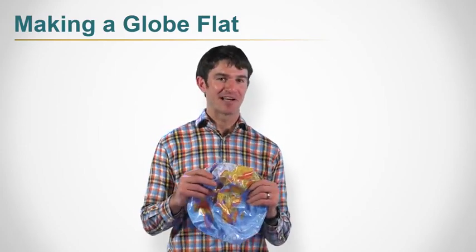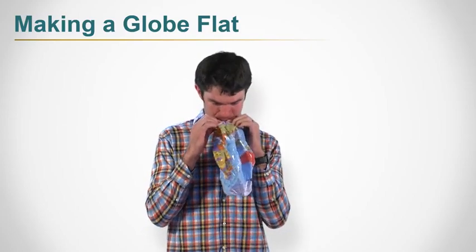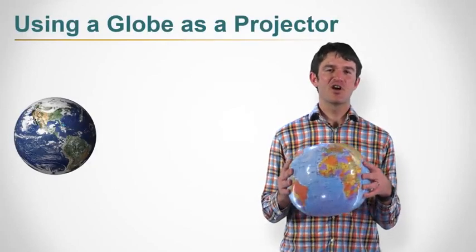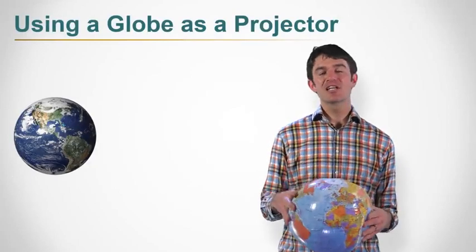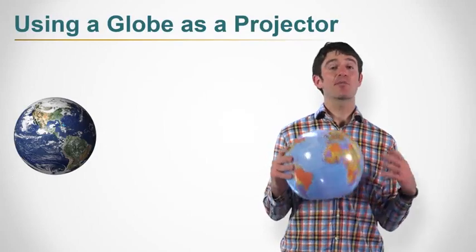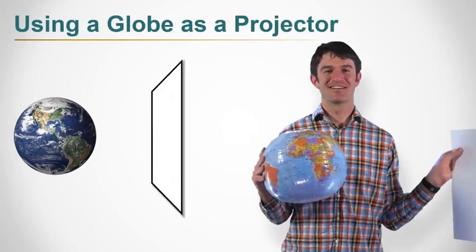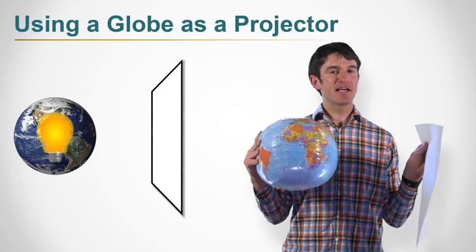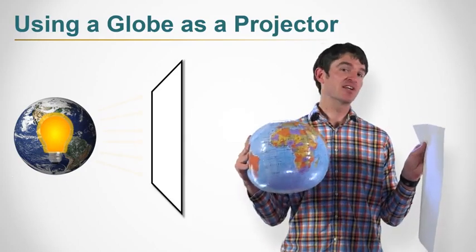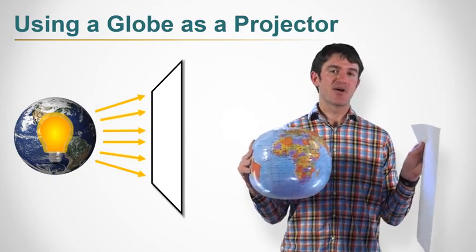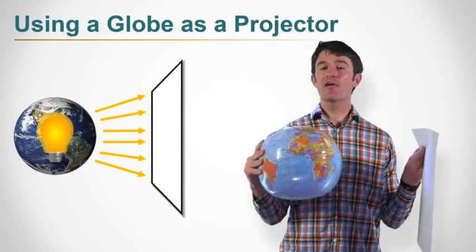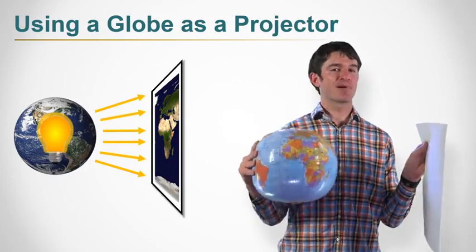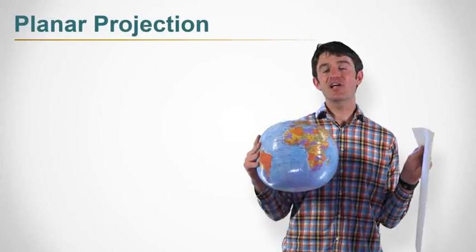So now I'm going to blow this back up. Now, let's turn this globe into a projector. And to do so, I'll need the place that our map will ultimately end up, our projection surface, like a sheet of paper. Imagine that there's a bright light inside of this globe, and the light passes through the Earth from the center to the outside, but as it does so, it takes on the characteristics of the part of the Earth it passes through, like the color, and carries them to the paper where it prints onto the paper. We can do this a few different ways.